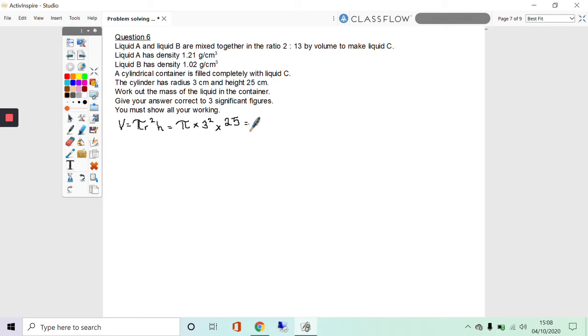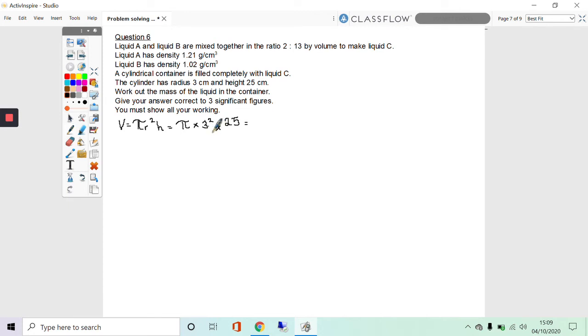Do just check in these questions because they may give you a height in one unit and the radius in a different unit, or they might give you the diameter instead of the radius. So make sure that you've got the correct values and that they're both in the same unit, so both in centimetres, both in millimetres, before you substitute them into your formula for the volume or area of anything.